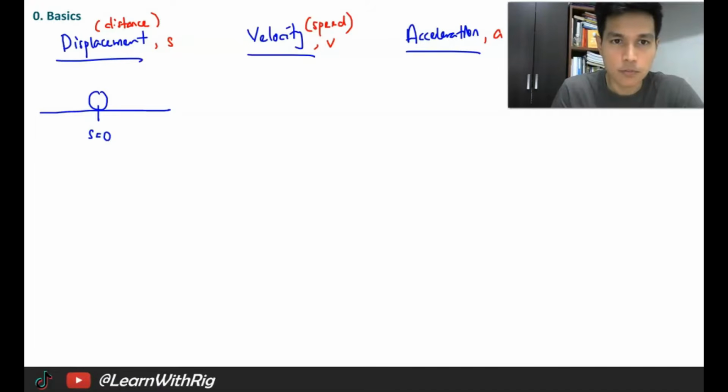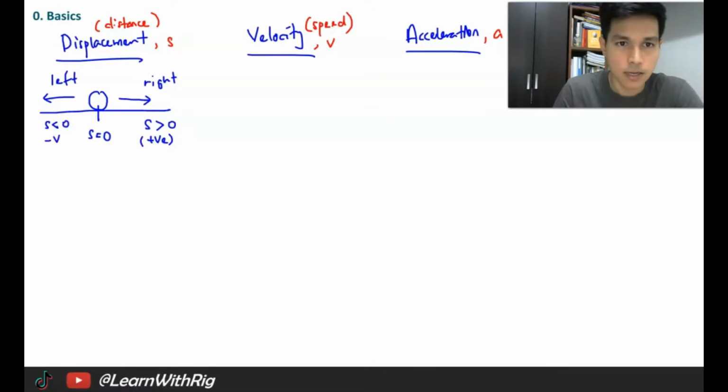Now if the ball moves to the right, this is when S is more than 0. So it's a positive value. If it moves to the left, that means S is less than 0, which is a negative value.